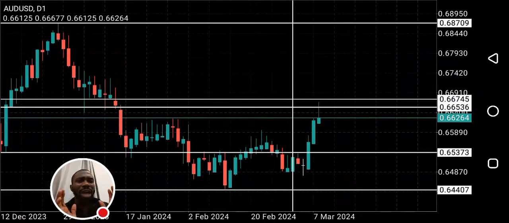So you can see the pattern we have on the daily. Can you see the pattern we have on the daily? What pattern is this? This is a shooting star, a bullish shooting star. Now, after the formation of a bullish shooting star, you are not expected to jump in and start selling because the body of the shooting star is bullish. If the body was bearish, you could go in and start selling. But because the body is bullish, you have to wait for the next candle to close bearish before you sell.